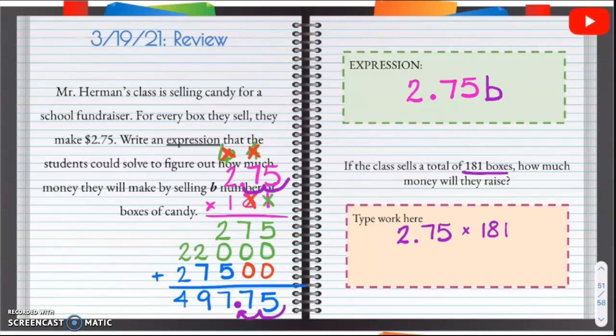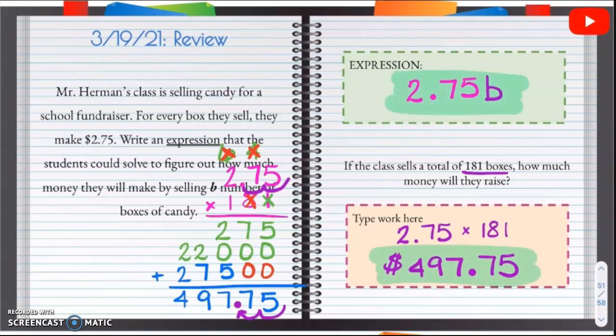So if they sell 181 boxes, they will make $497.75. So the first answer is the expression up here. The second answer is $497.75, which is what they'll make. That's going to be it for our review. Great job.